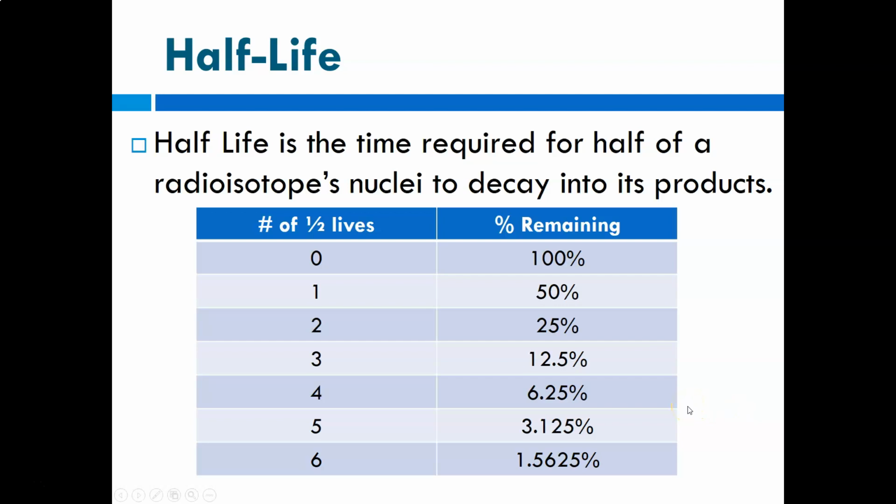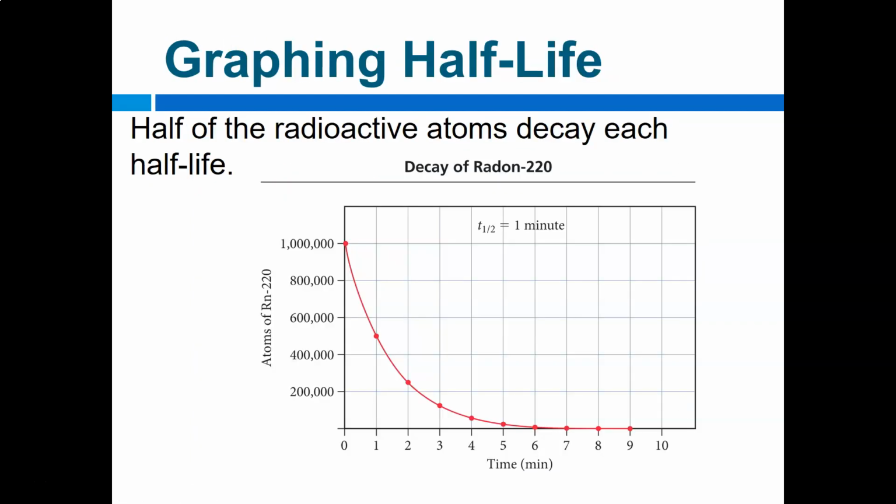We often like to graph the half-life. This is what a half-life graph would look like. You have time down here on the X, and you have the amount that is still radioactive on the Y. Sometimes it might be how many atoms, sometimes it might be grams, you just have to look and see. You can see we started with 1 million up here.